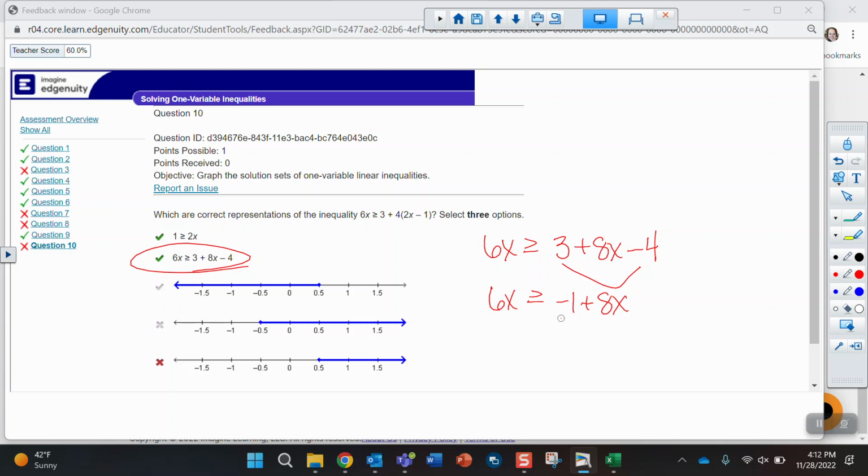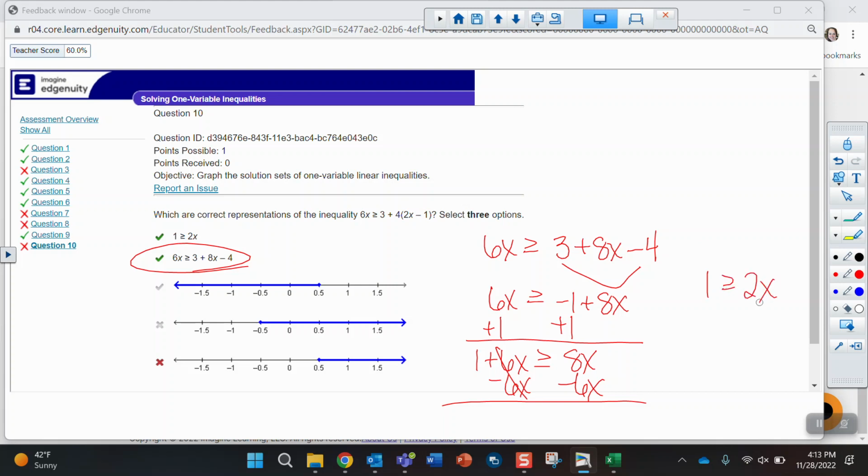If I'm looking at that first one, which I already know is correct, looks like they moved the 1 over to the other side. So that's 1 plus 6x, and we got rid of the 6x, moved that to the other side. So we have 1 is greater than or equal to 2x. So there we go, that works.